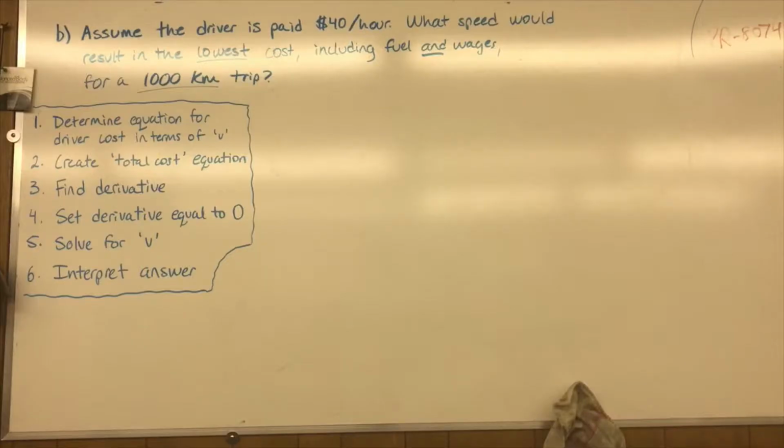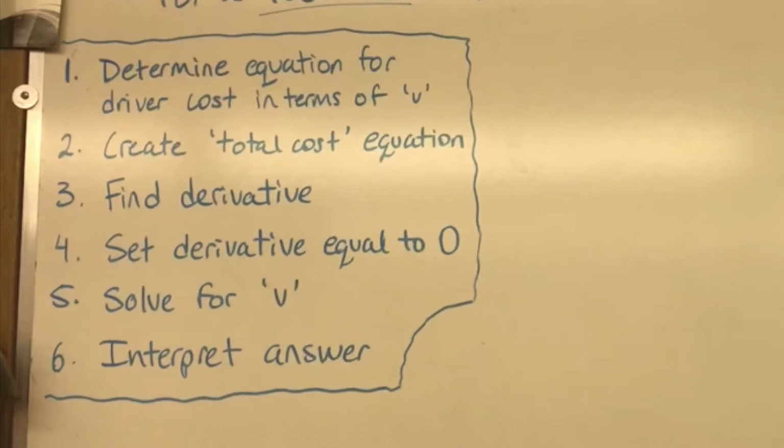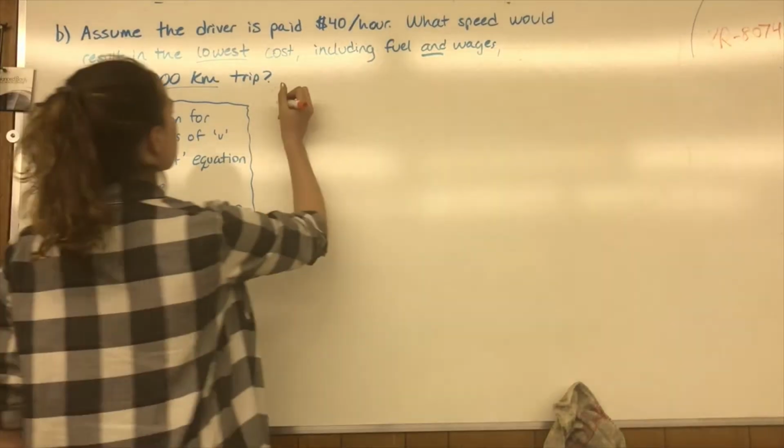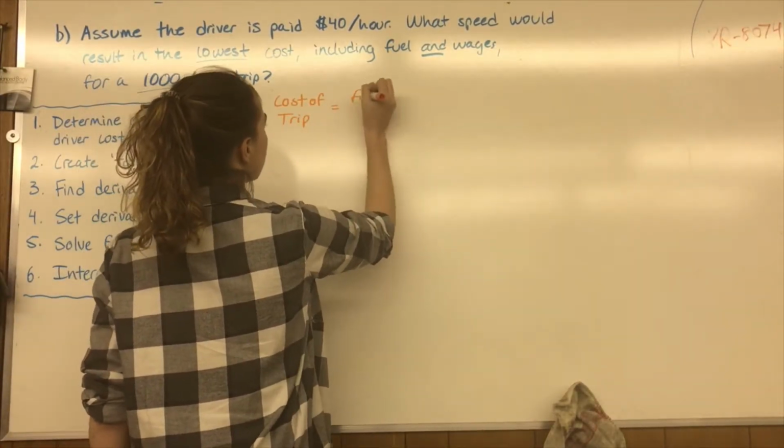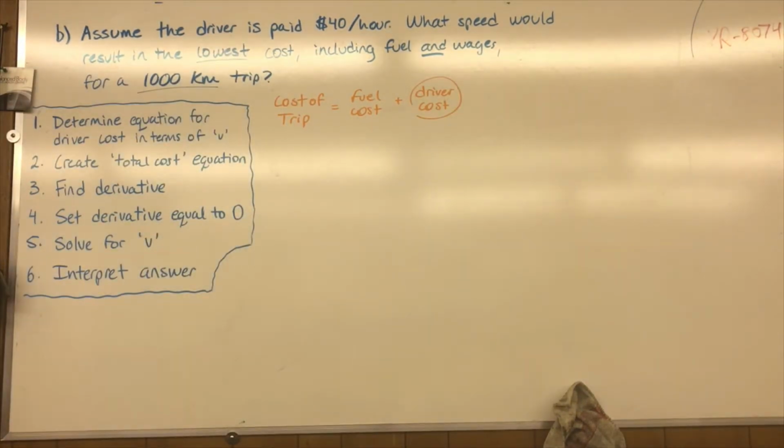Our second focus will be Part B, and these are the steps we are going to follow. First of all, we need to create an equation for the cost of the total trip so that we can differentiate it and find its local minimum like in Part A. So we have an equation for the fuel cost, which is given in the question, but we need an equation for the cost of the driver in terms of v.